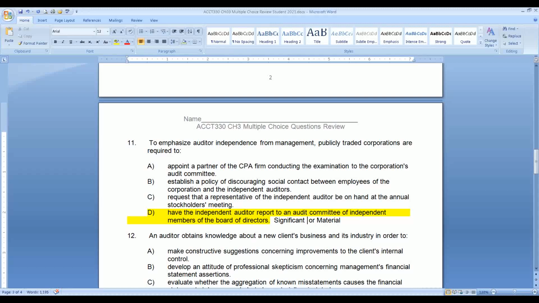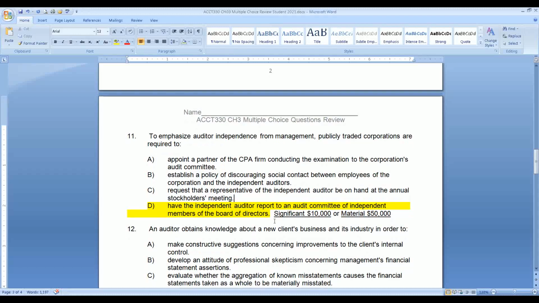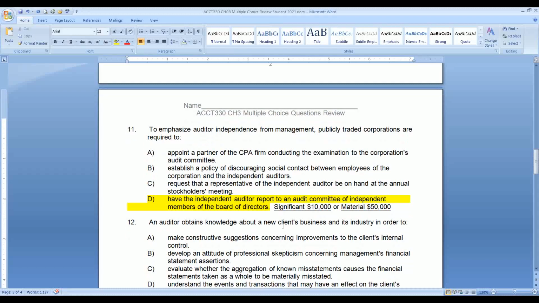So just for example, maybe significant is $10,000, whereas material is $50,000. And so by definition, anything that is material is also significant. I said that wrong. So whenever they have any rules on significance, that also applies to things that are material. But yeah, you're required to report to the board of directors anything that is significant or material.